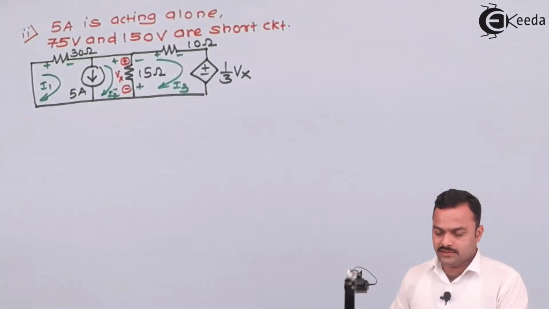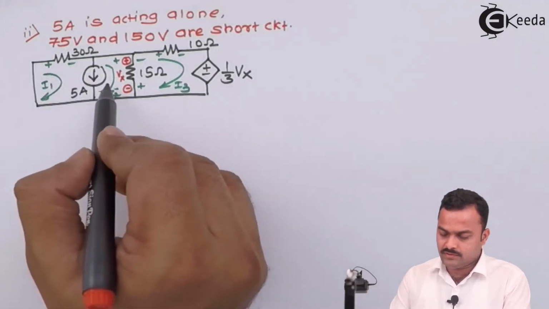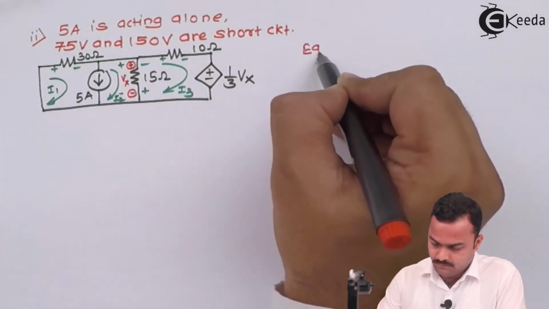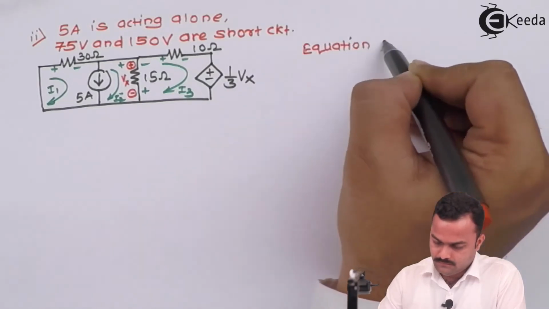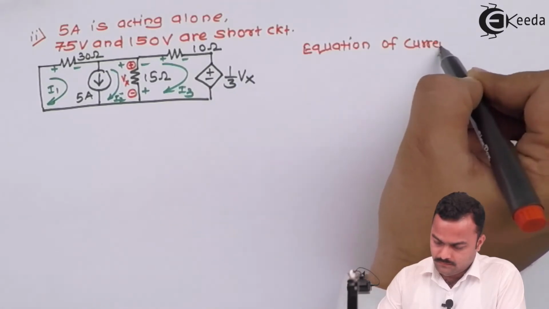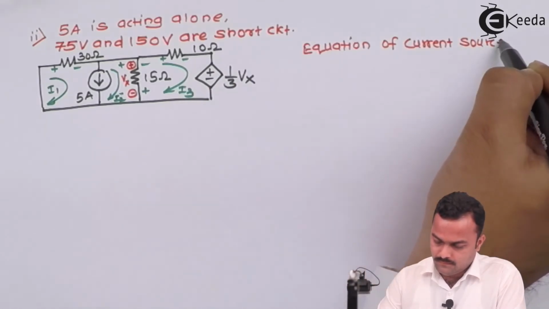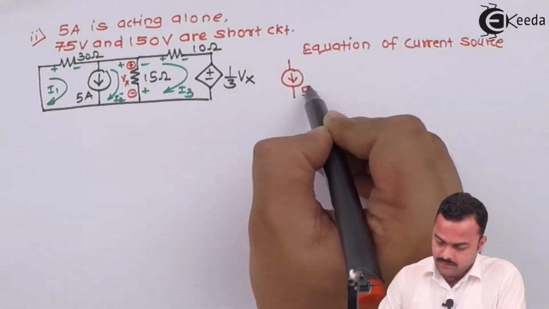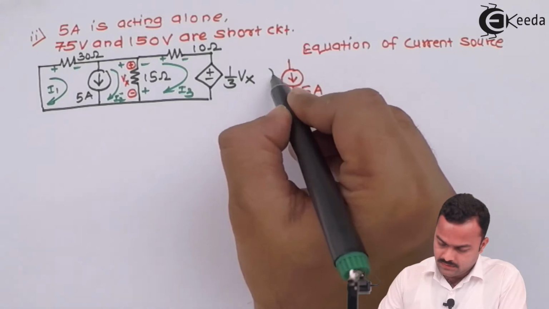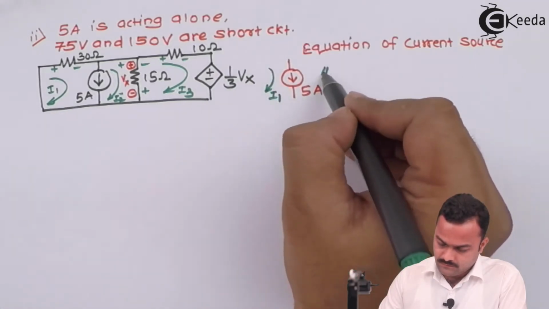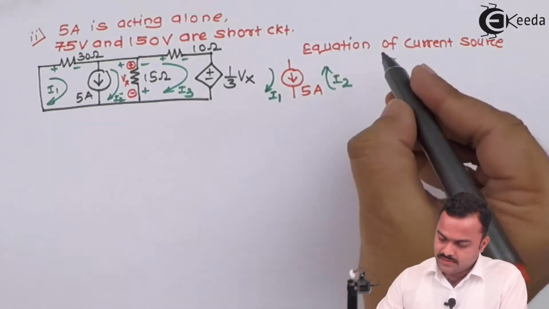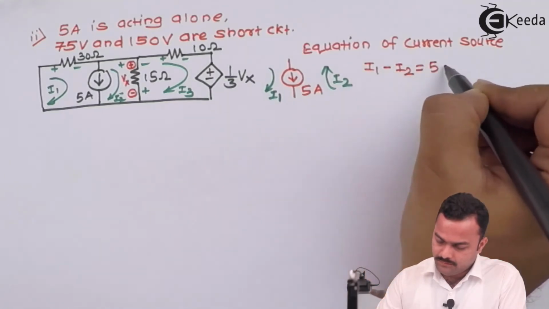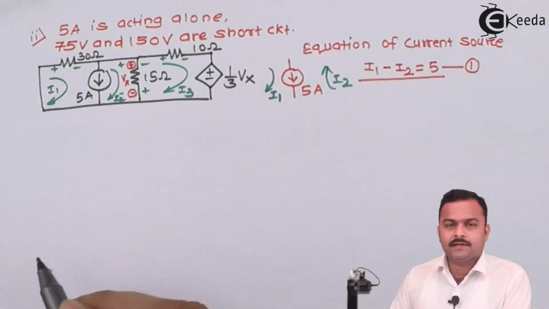So we are ready to apply KVL to the circuit now, but there is a current source between mesh 1 and mesh 2. So we need to write an equation of the current source, which is present between mesh 1 and mesh 2, of the value 5 ampere, and currents over here are like this. This is I1, this is I2. So it's quite obvious that this is matching with I1. So I1 minus I2 equal to 5 ampere as equation number 1 we will get.